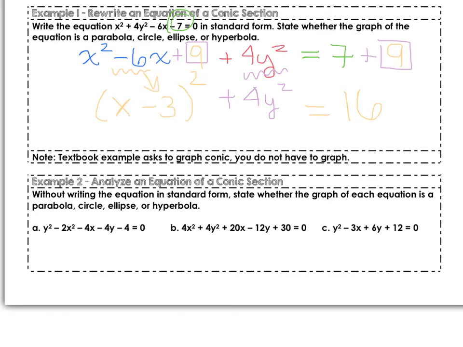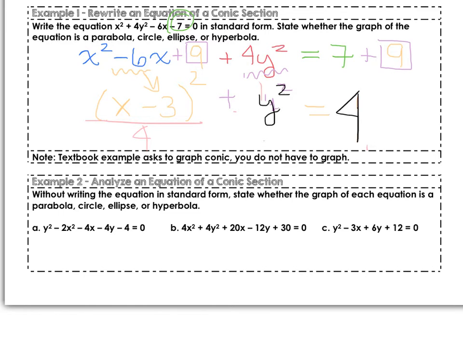Last thing I need to do to put this completely in standard form is get rid of this coefficient in front of my y. So I'm going to divide everything by 4. Okay, and I mean everything. 4 divided by 4 is just going to get me 1, which leaves my y squared term by itself. And 16 divided by 4 is just going to produce 4. Oops, my eraser's not working here. There we go. So now I have this equation of a conic section, and it's in standard form.